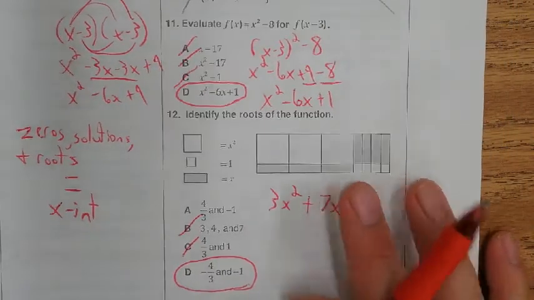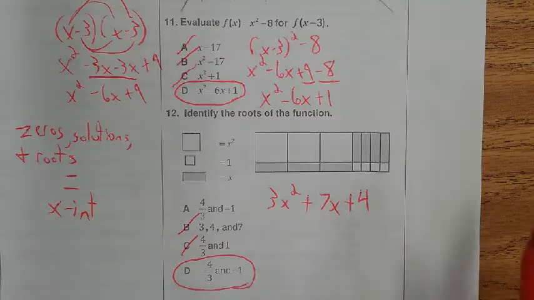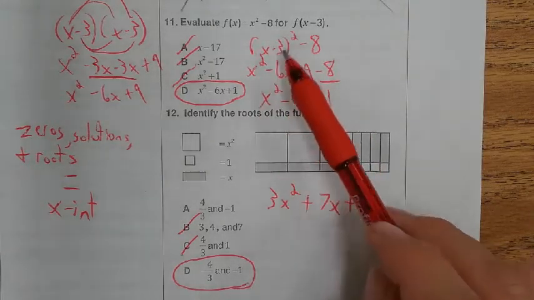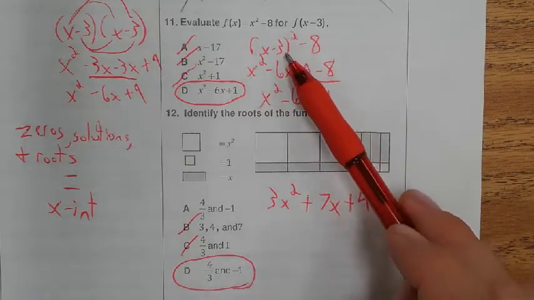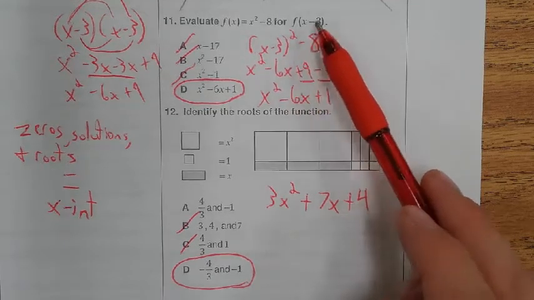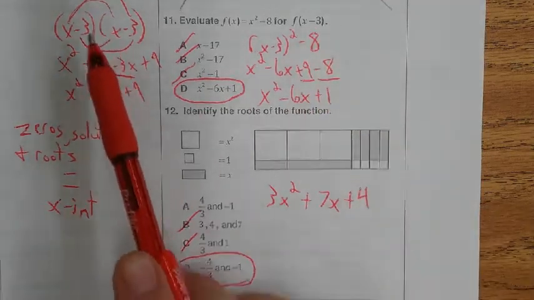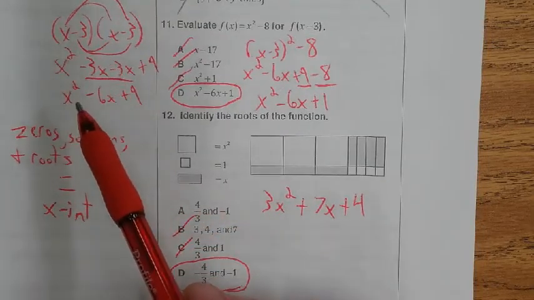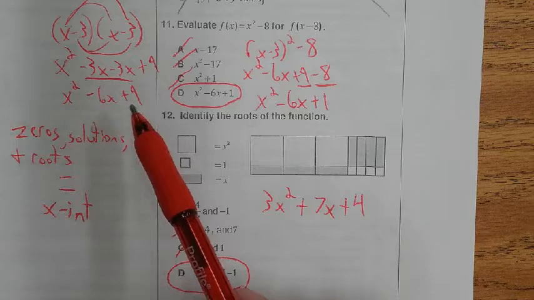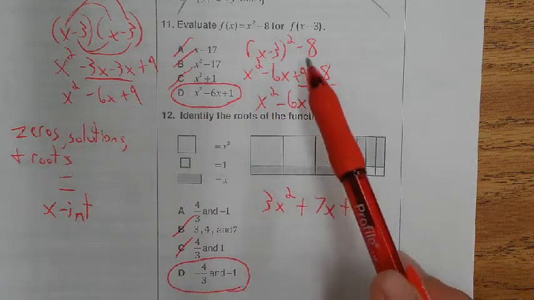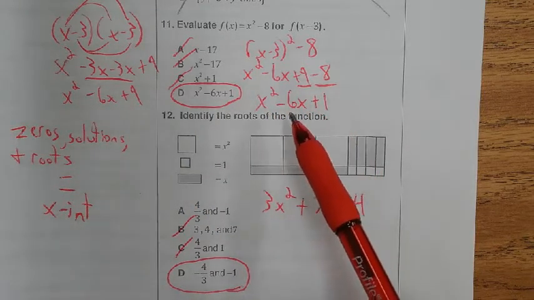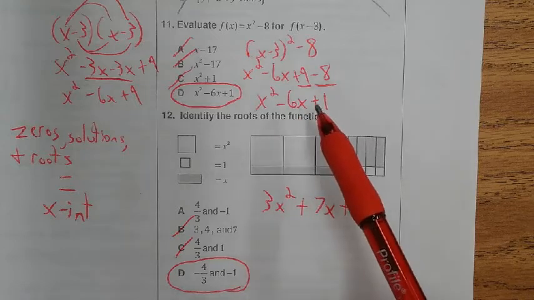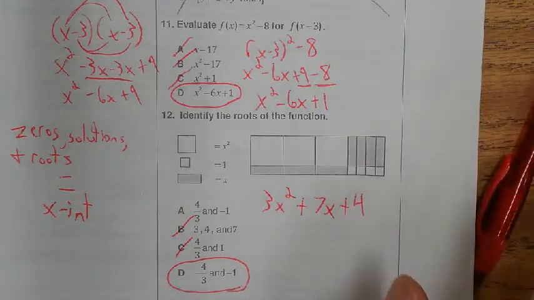So let's look at these two. So there's multiple ways you could have done this one. I first worked it out by hand. X minus 3 squared. Well, x minus 3 I did over here with the FOIL method. X minus 3, after you do FOIL, you would get x squared minus 6x plus 9. Then combine your like terms. You get x squared minus 6x plus 1. So that is one method.